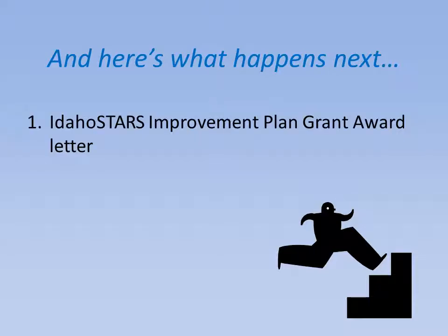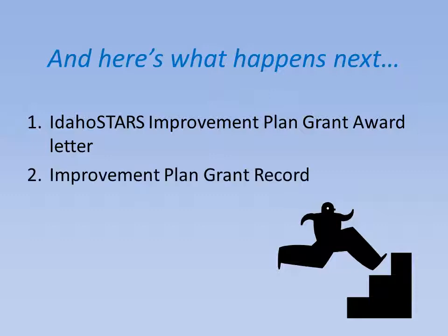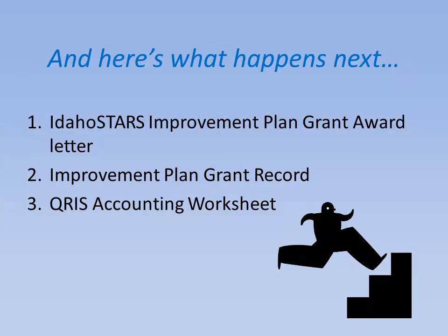check. The first is the IdahoSTARS Improvement Grant Award Letter, which tells you the amount of the grant award. Next is the Improvement Plan Grant Record, which states the dollar amount awarded in each category. And finally, the QRIS accounting worksheet, where you will record the exact amount of funds that you spend. We will look at each of these forms one by one so that you can become familiar with them.